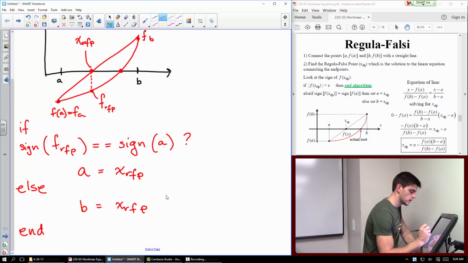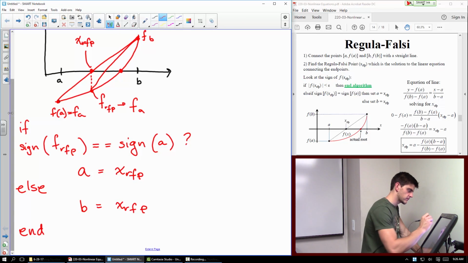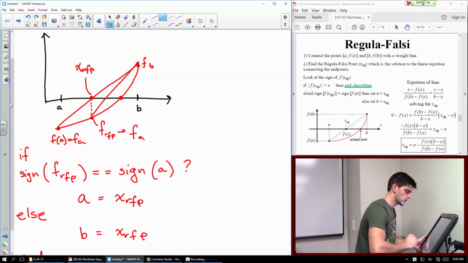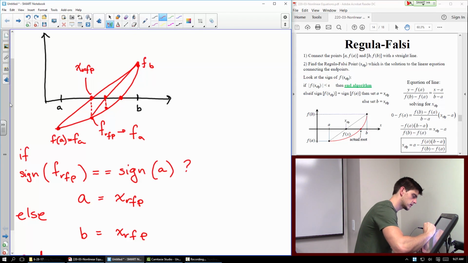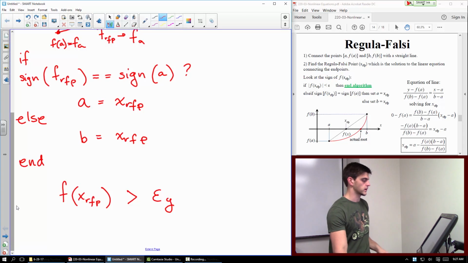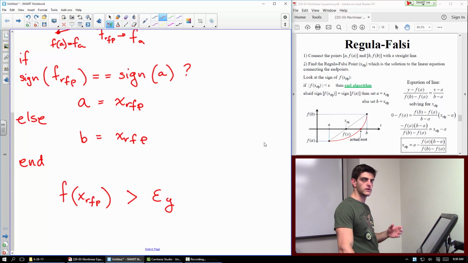A is going to be updated and FRFP is going to become F sub A. And so now we're going to draw a new line from FA to the same FB. It's not a very good line. And the process is going to repeat itself. There's a new Regula Falsi point. I'm going to draw it on the line, and so on. We're going to iterate while this is greater than some error tolerance. Once you drop below that error tolerance, you're going to cut your iteration. There are other terminating conditions that we can use to end iteration, and we'll take a look at those at the end of the video.